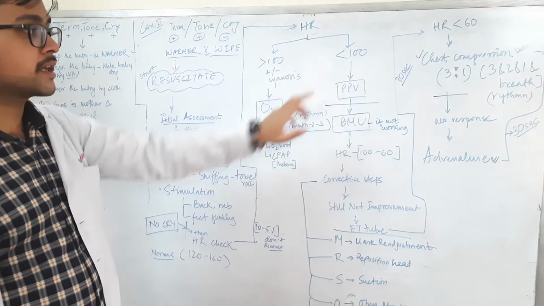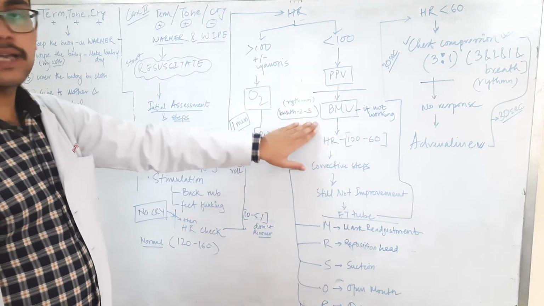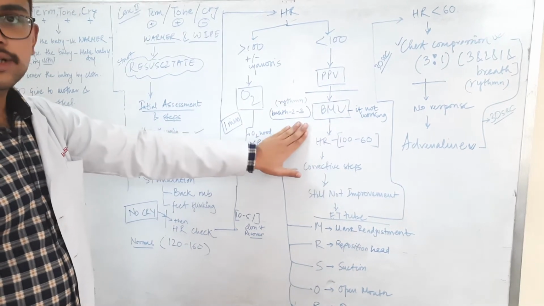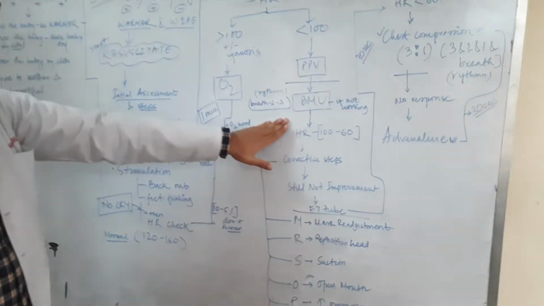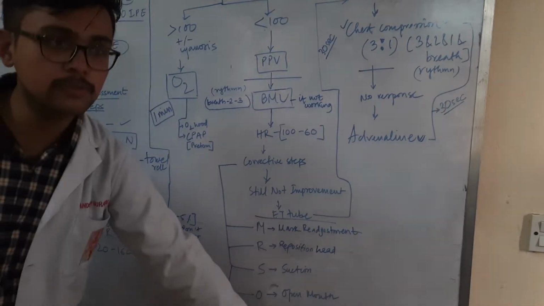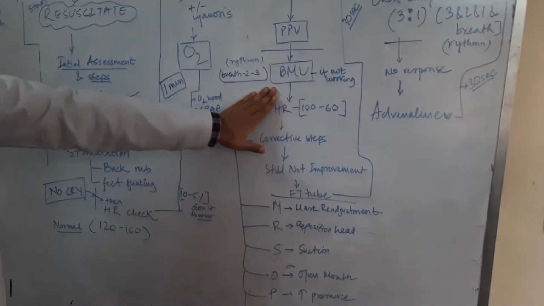Positive pressure ventilation can be given with bag and mask ventilation, an AMBU bag. The only contraindication is if the baby has congenital diaphragmatic hernia. We do not start bag and mask ventilation, we immediately proceed with ET intubation. Otherwise, we will start bag and mask ventilation.